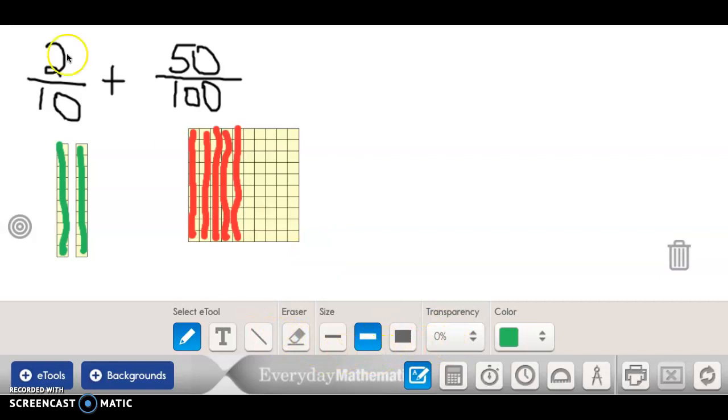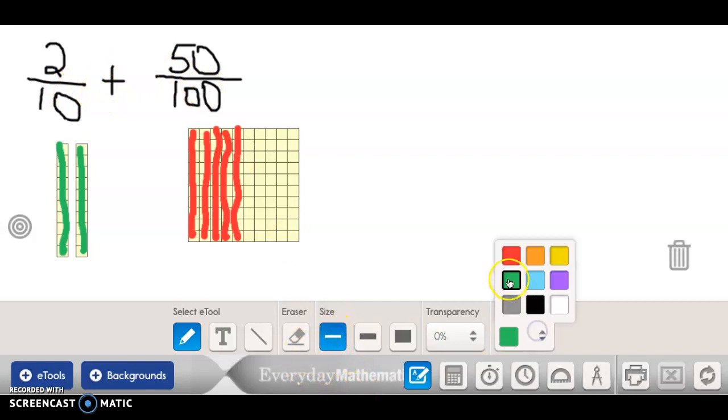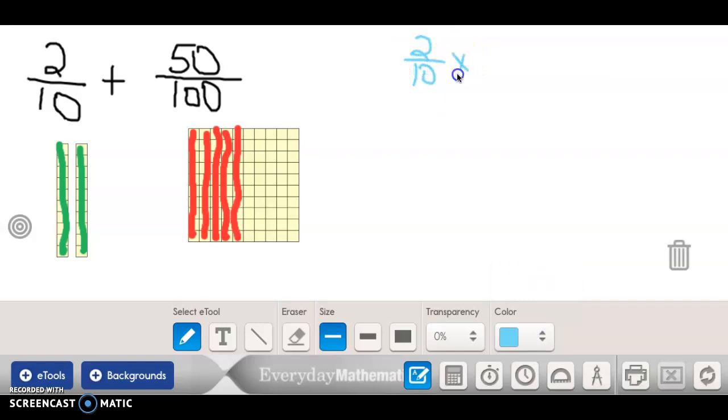Now with this problem, because I have 2 tenths and 50 hundredths, I could change either fraction. For us, we're going to start with 2 tenths. I'll actually show you both examples. So I'm going to change tenths to hundredths so that I can add it with 50 hundredths. Okay, so we'll start by doing 2 tenths. And I want to multiply it using the equivalent fraction rule, the big 1, so that I have hundredths in my denominator. I know that if I do 10 times 10, I will get 100.